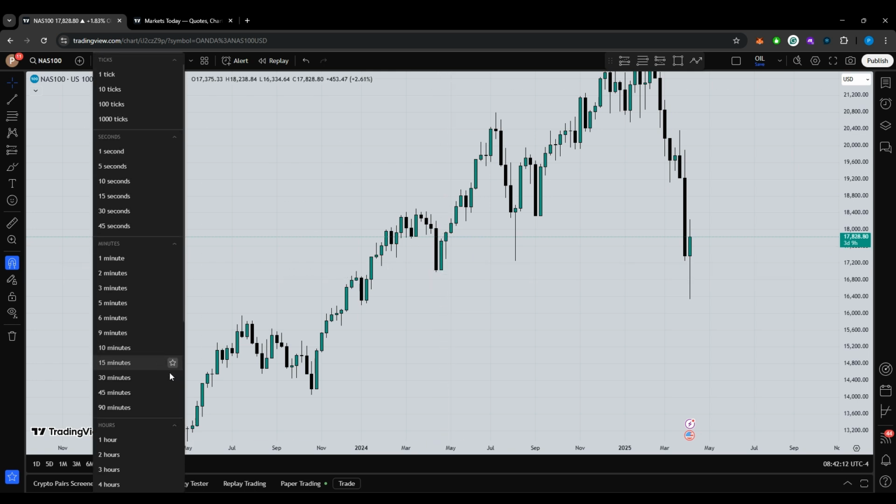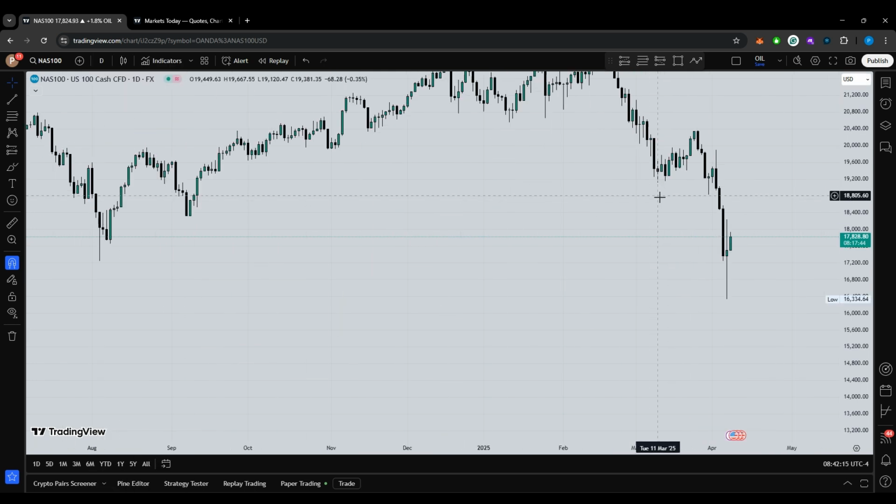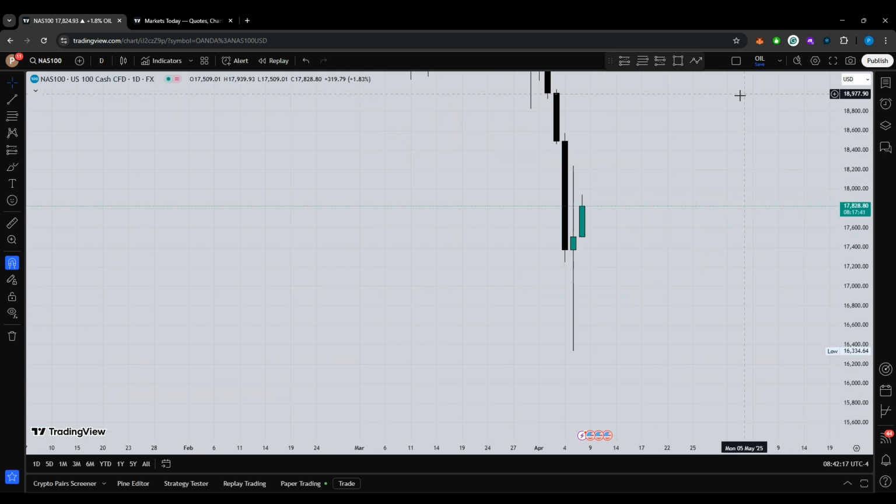All right, let's go down into the daily, see what we got. All right, so almost a full range of the Friday down close candle was taken yesterday. Still got a little bit of wiggle room up top.